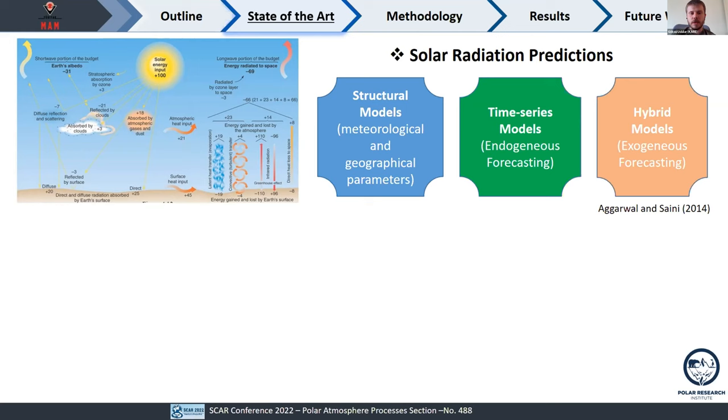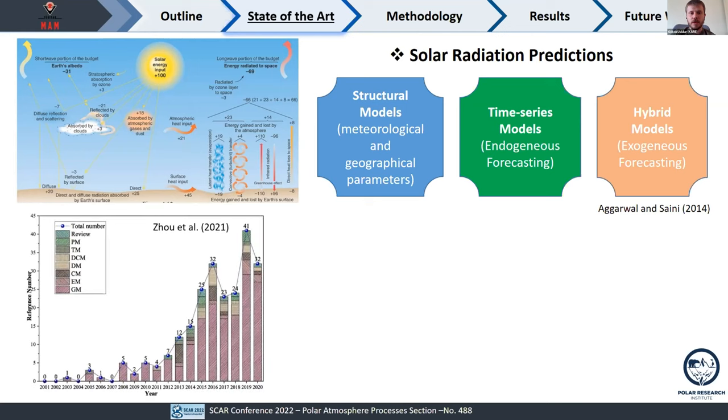To implement such models, there are various kinds of algorithms or statistical models in the literature, and machine learning models or algorithms have been increasing. As you notice, in the last two decades there has been a real increase in the number of publications on this matter. Different kinds of machine learning models, from generalized to ensemble or classification based models, are widely used in solar radiation predictions.